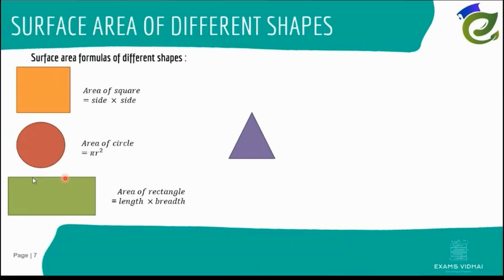Whereas for a rectangle, it is length into breadth. Whereas for a triangle, it's not particularly defined, but for the majority of triangles, it's half into base into height. Whereas specifically for an equilateral triangle, it is root 3 by 4 into side square.